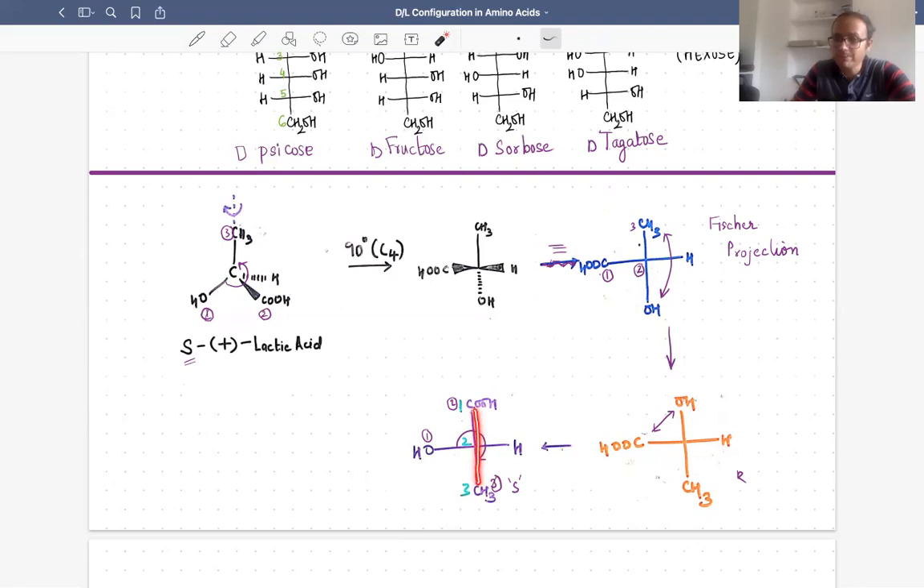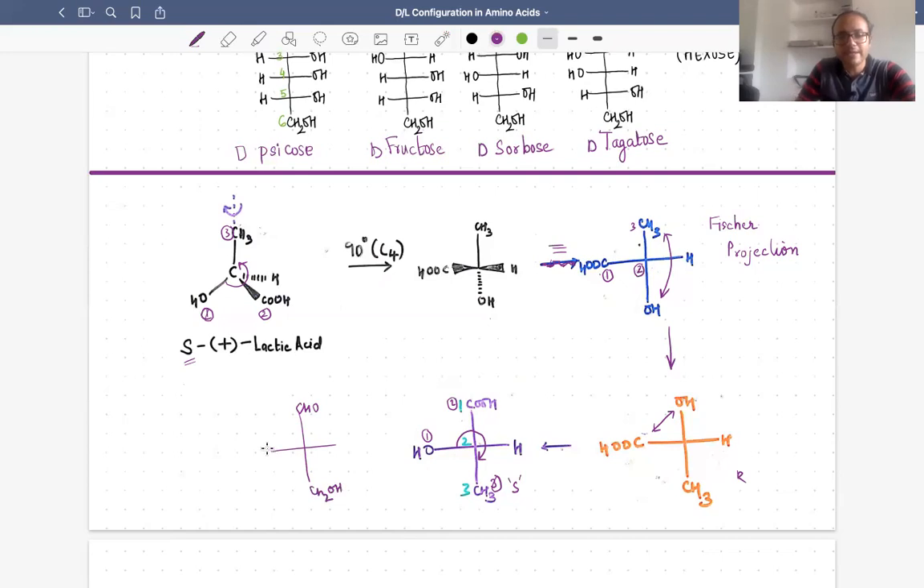Okay, so now you have placed your carbon chain on the vertical bond and kept your first priority carbon on the top. So this Fischer structure, you can compare with the glyceraldehyde. Let me write the corresponding glyceraldehyde. If I write a corresponding glyceraldehyde structure, the glyceraldehyde structure is nothing but CHO, then you have the CH2OH.